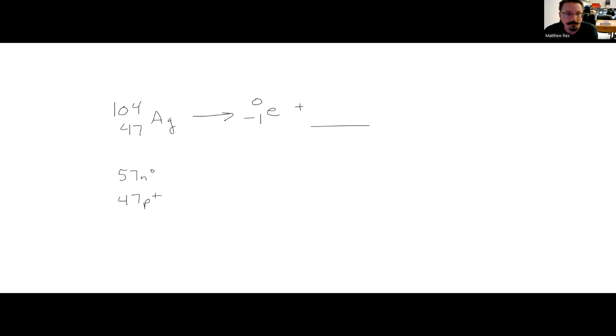When we get beta emission, what happens is a neutron converts into a proton. So neutrons should go down by 1. Protons should go up by 1. And in this case, 56 plus 48 is the same thing as 57 plus 47. So that would be 104. But now our atomic number is 48. And if we go to the periodic table, what we see for 48 should be cadmium. And in fact, it is.